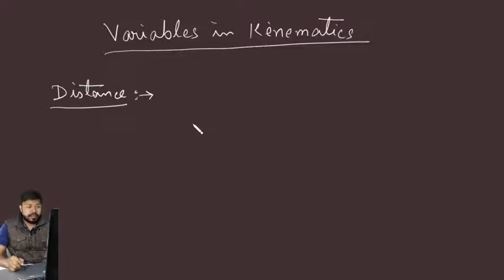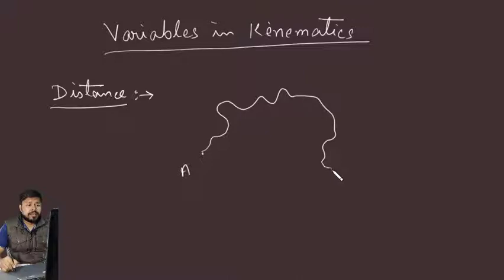Okay, so distance is basically this: if a particle starts moving from a point, let's say point A, and then moves randomly in any direction and ends up at point B, let's say B is somewhere here. Whatever distance the body traveled in this time from A to B, the length of the trajectory of the body traveled from A to B is basically the distance.